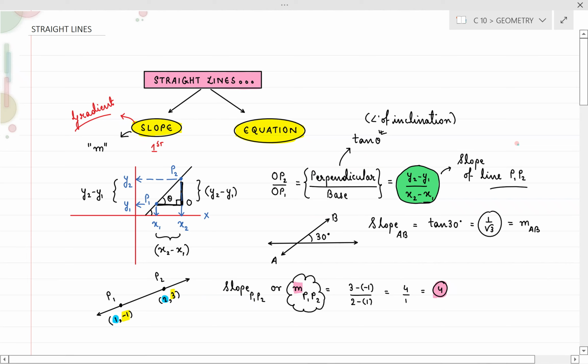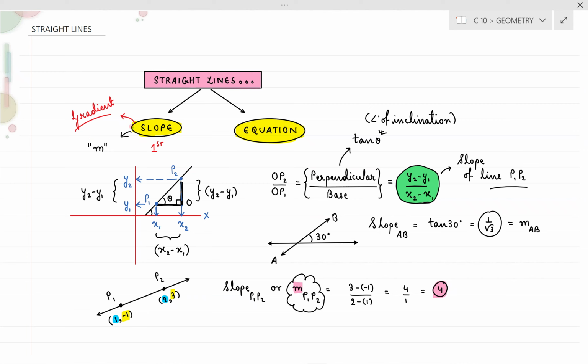Now, after calculating the slope, only then would you be able to calculate the equation of the straight line. Unless you find the slope, you won't be able to find the equation. So whenever you are asked to find the equation of a straight line, you must first find the value of the slope of that particular line itself.